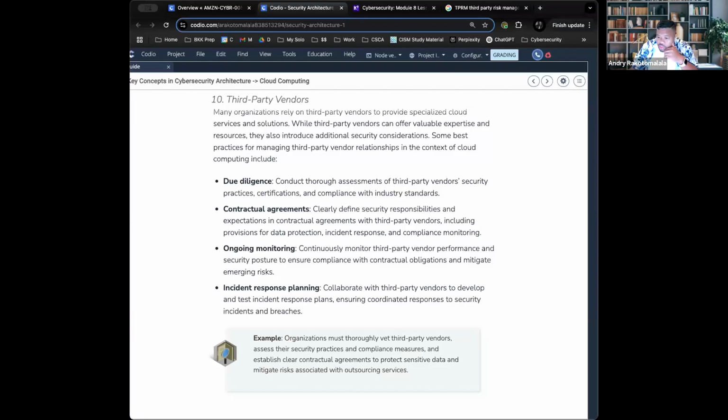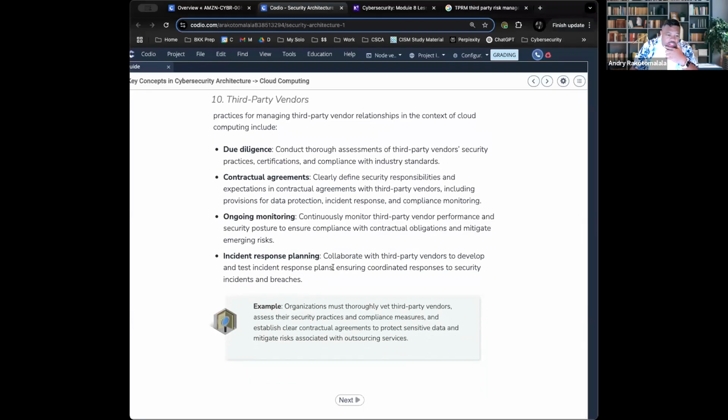Of course, you need to make sure that you have the right contracts, SLAs, access control, shared credentials, whatnot. We'll talk a little bit more about incident response planning later on, but for a third party, you need to make sure that they have a good incident response plan and that they address it accordingly, that they address it securely.